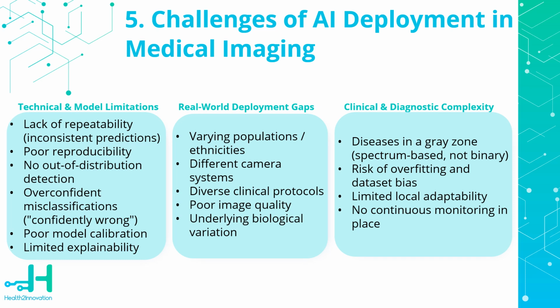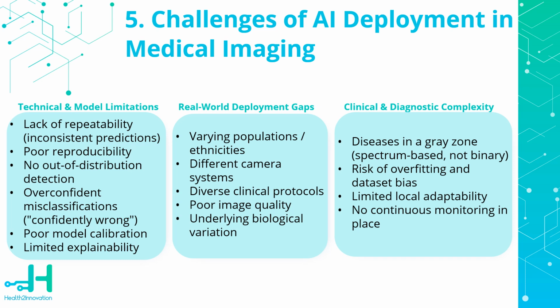Technically, many AI models still struggle with inconsistent results. A single input can yield different outputs depending on when or how the model is used, making predictions unreliable. Without mechanisms for detecting unfamiliar or out-of-distribution data, models may give confident but incorrect outputs, often referred to as silent failures. Poor calibration and lack of explainability further limit clinical usability and regulatory approval, both of which are essential for commercial success.